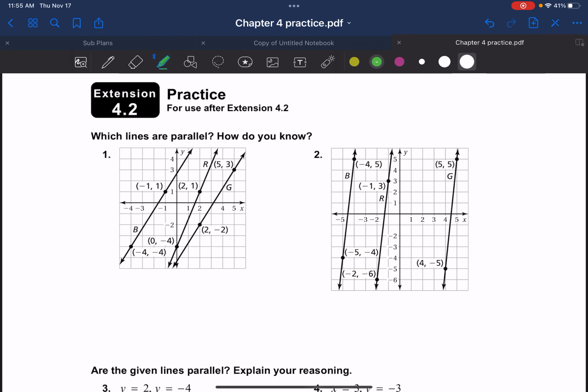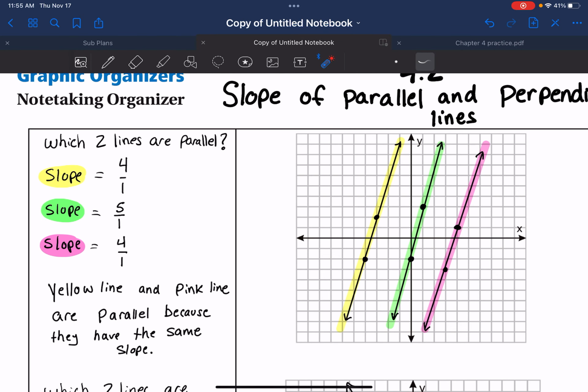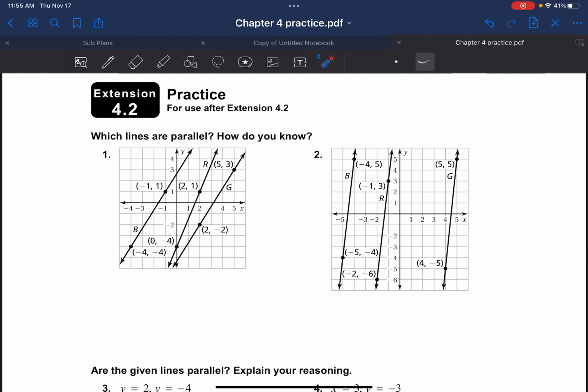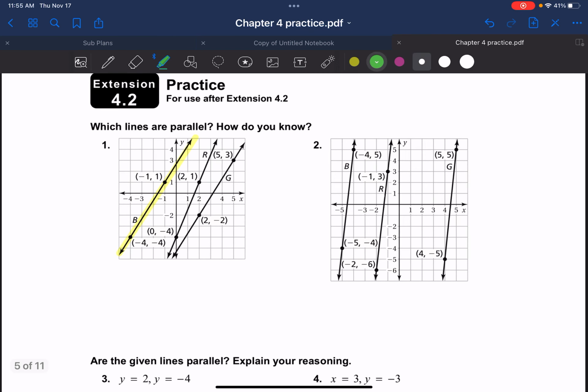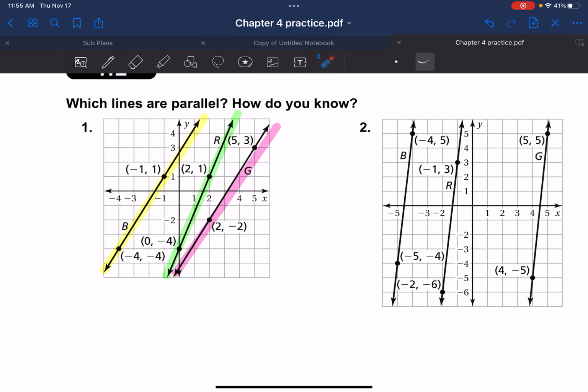So number 1 and number 2, which lines are parallel? How do you know? This looks identical to what we just did in our notes up here. You have 3 lines. You're going to tell me the slope of each of the lines, and then you're just going to tell me which ones have the same slope. If you want my advice, I suggest getting out those highlighters again and labeling each one a different color. Okay?